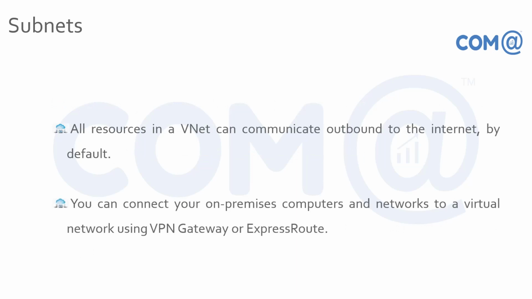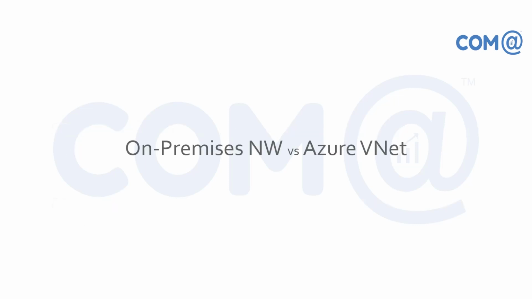All resources in a VNet can communicate inbound and outbound within the VNet, and also communicate with the internet. By default, a VNet can communicate outbound to all internet resources, but all inbound traffic from the internet is disallowed by default. But traffic within the VNet, inbound and outbound, is allowed by default. You can connect your on-premises computers and networks to a virtual network using VPN Gateway or ExpressRoute.